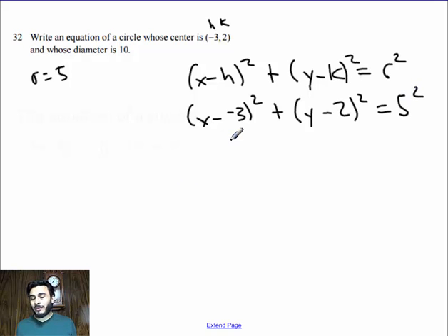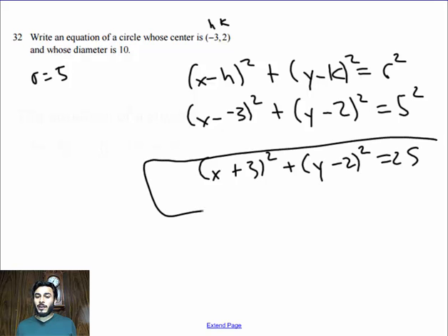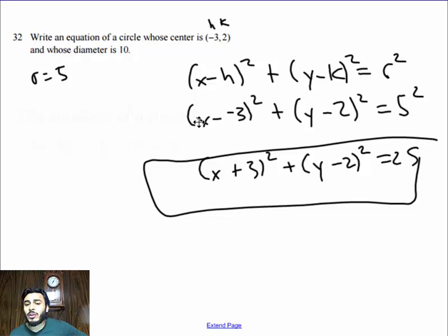So now when I say simplify, what I really mean is just simplify these signs and square the radius. So we will get (x plus 3) squared, right? Because subtracting a negative is really just adding a positive number. So then we will get (x plus 3) squared plus (y minus 2) squared equals 25 as our final answer. But I believe you could have left it like this and you still would have gotten full credit, because it says write an equation, and technically that is an equation of the circle.